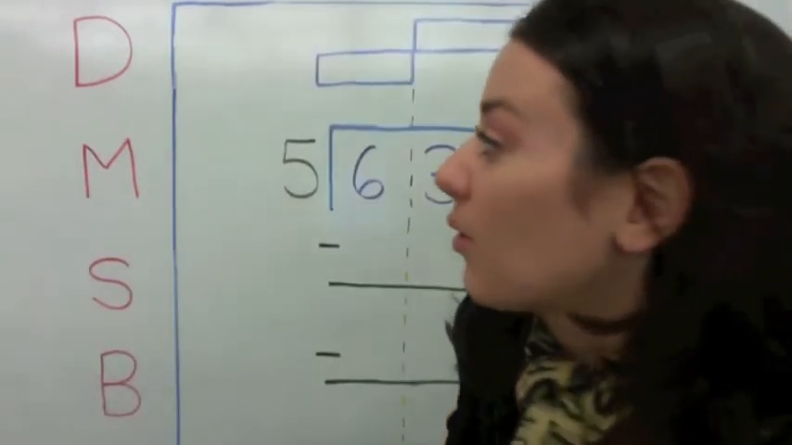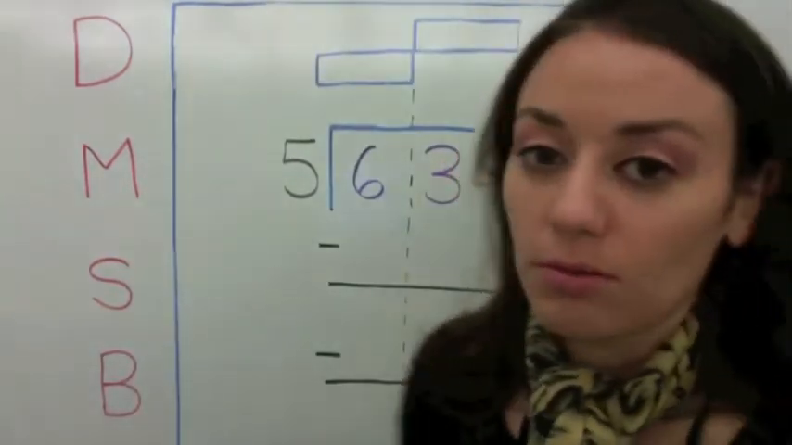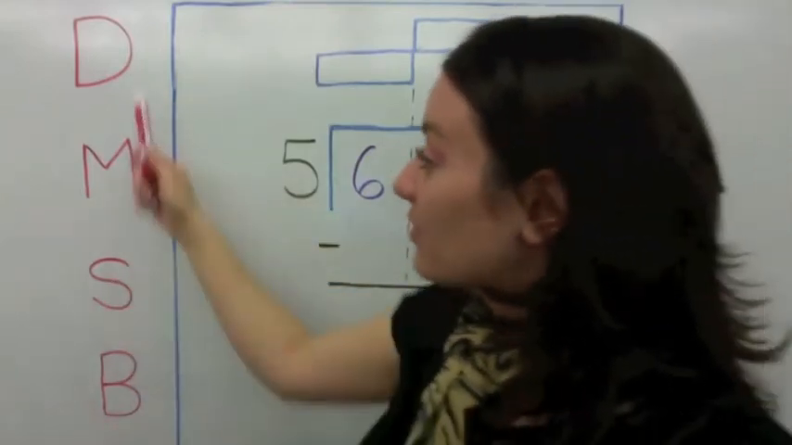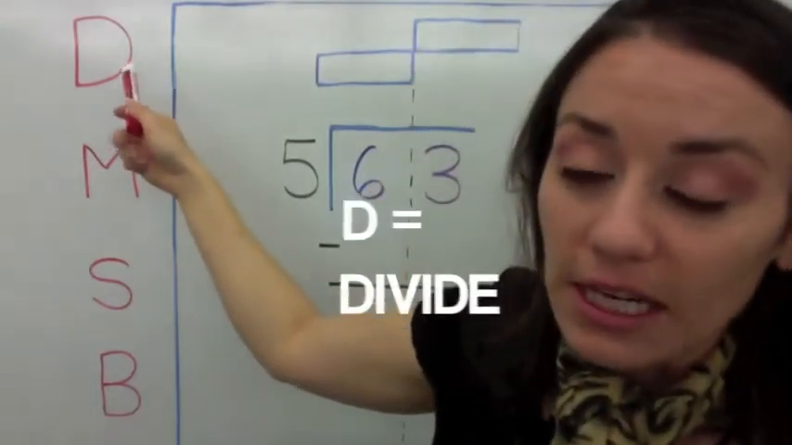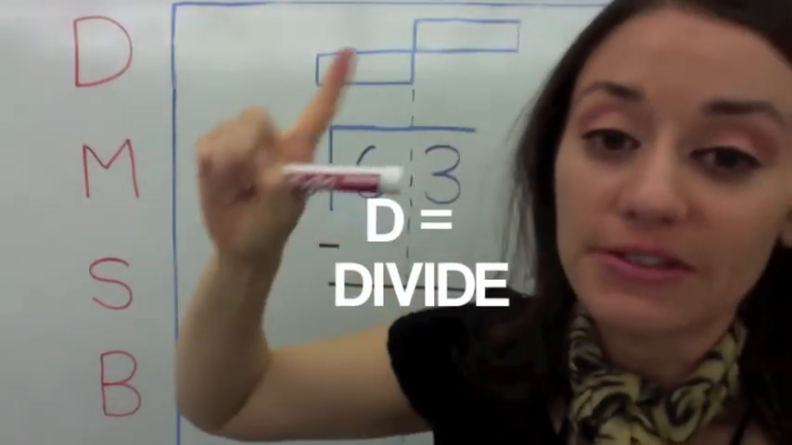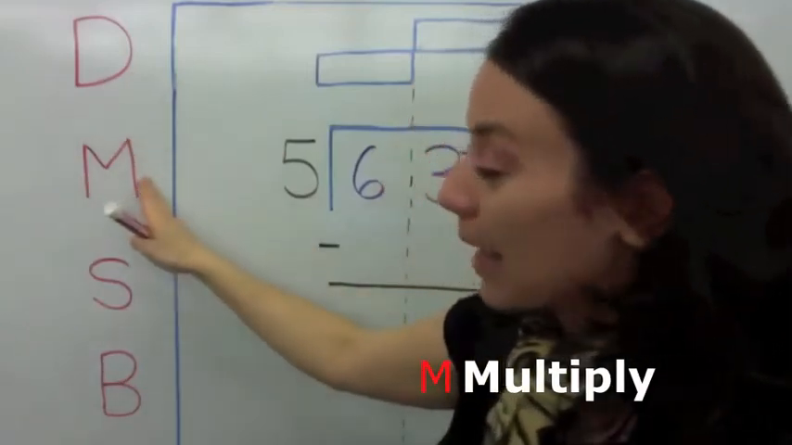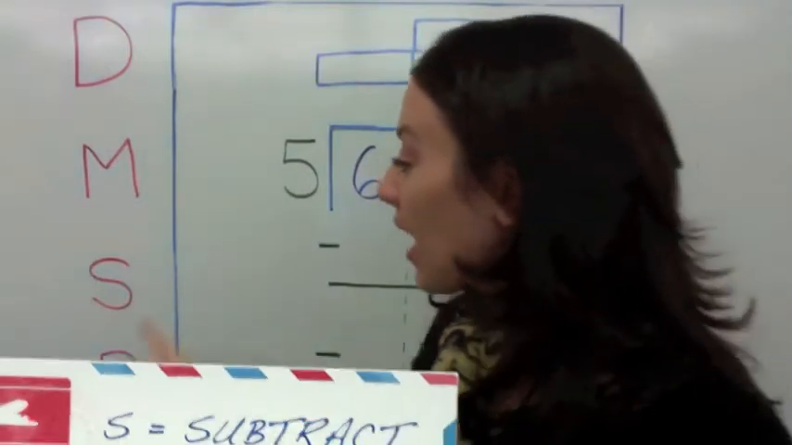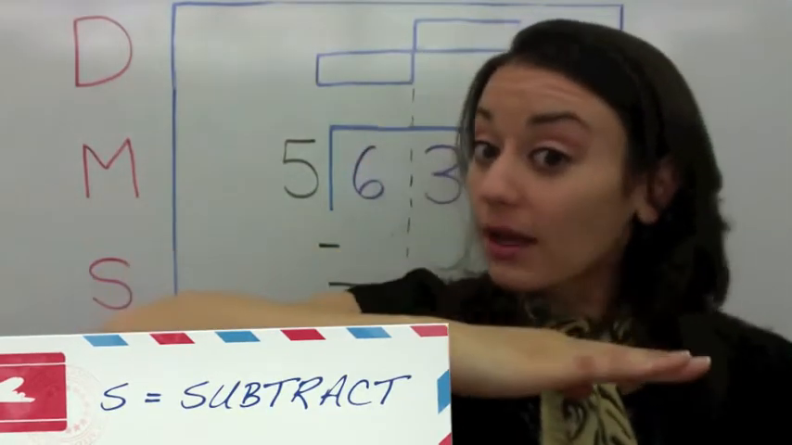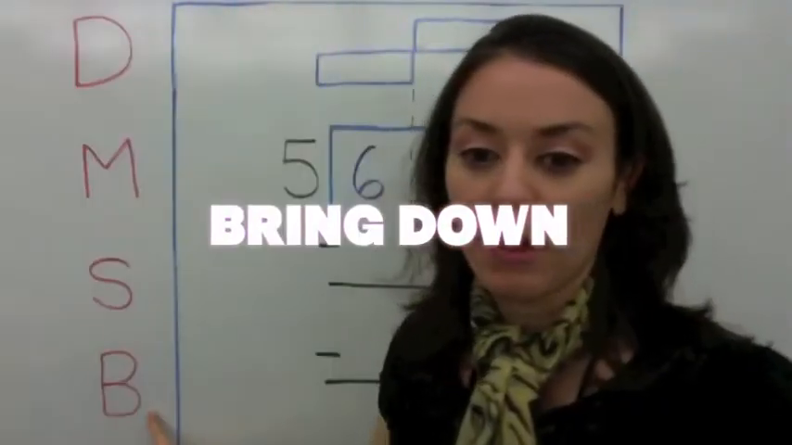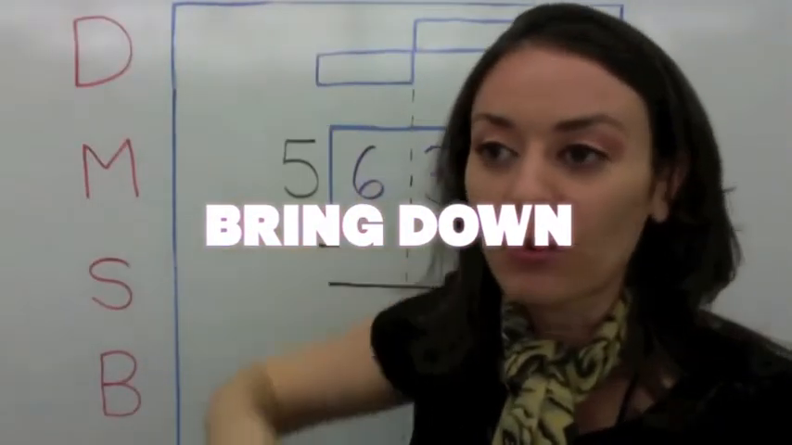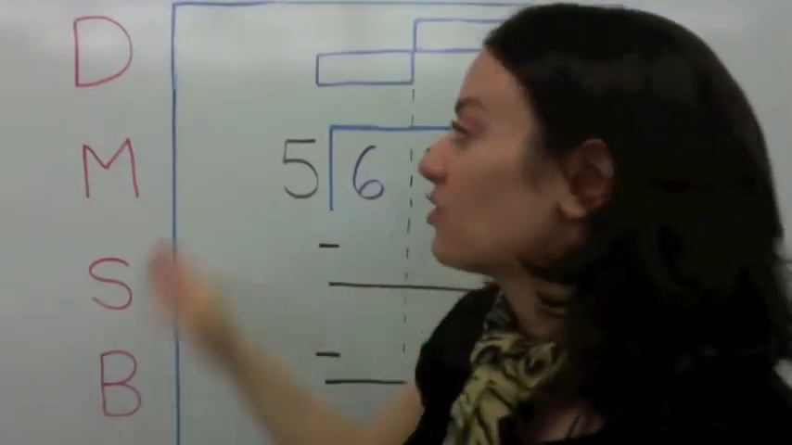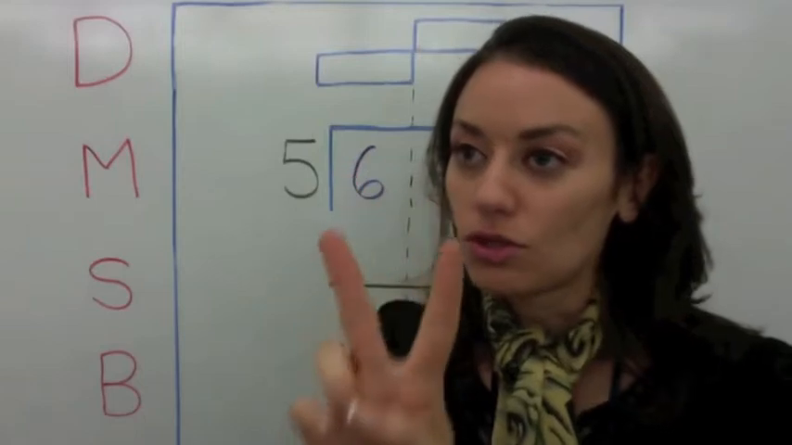Very good. Before we go over how to do two-digit division problems, we have to go over the 4 steps of division. First we have D. D stands for what? First thing you have to do is divide, right? Then you M, multiply. After that, you're going to subtract. That's what S stands for. And what about B? Everyone say, bring down. Bring down. Okay?